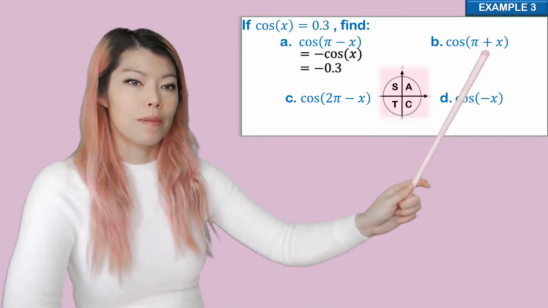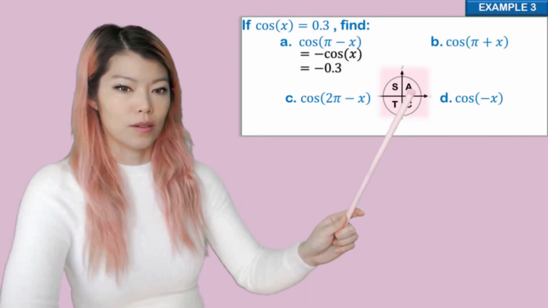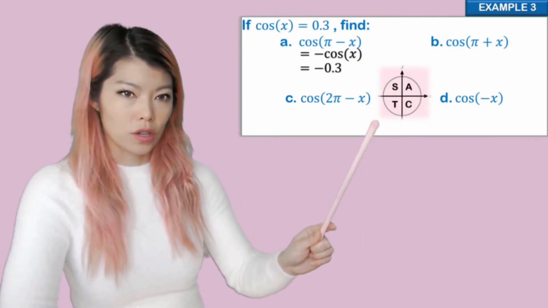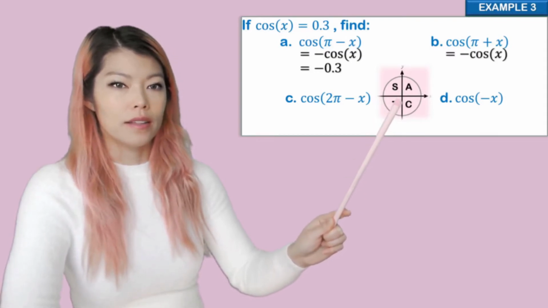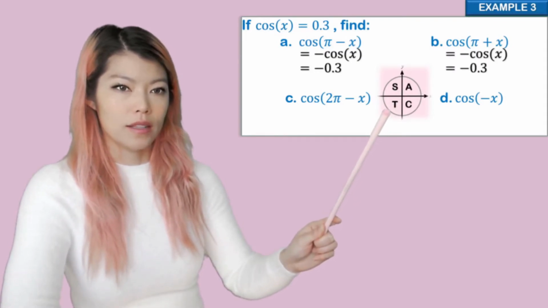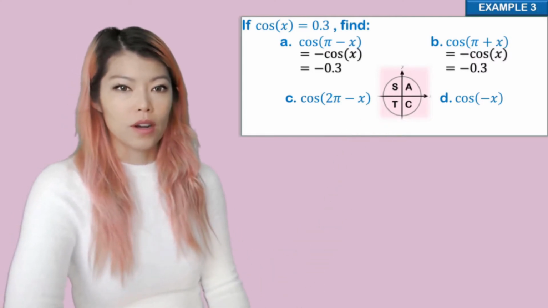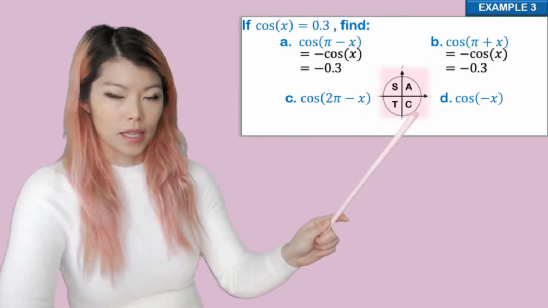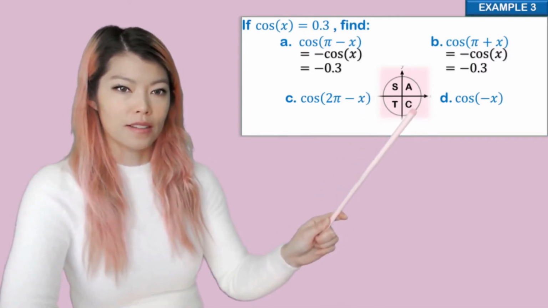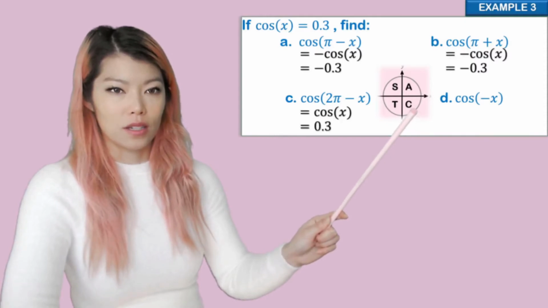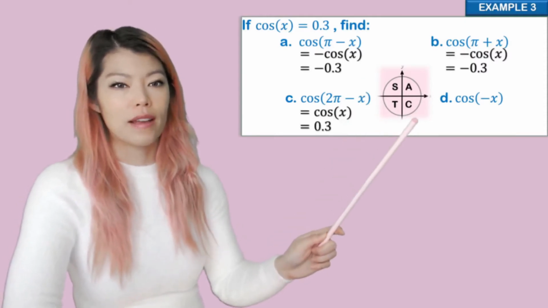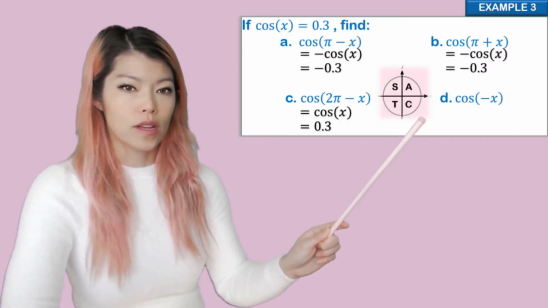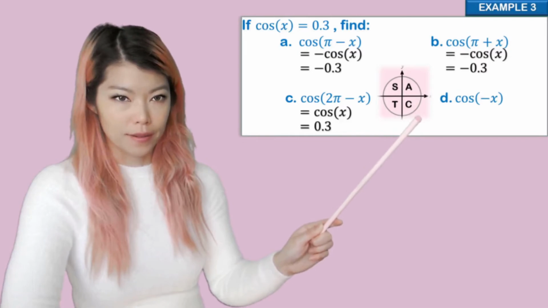What about cos of pi plus x? Pi plus x will be in the third quadrant, so we are negative again: negative 0.3. What about cos of 2 pi minus x? 2 pi minus x would mean we're here, and C for cos is positive over there, so it is 0.3. So you can either look at your x and y as cos and sine, or you can remember ASTC to quickly see whether you're going to be positive or negative.